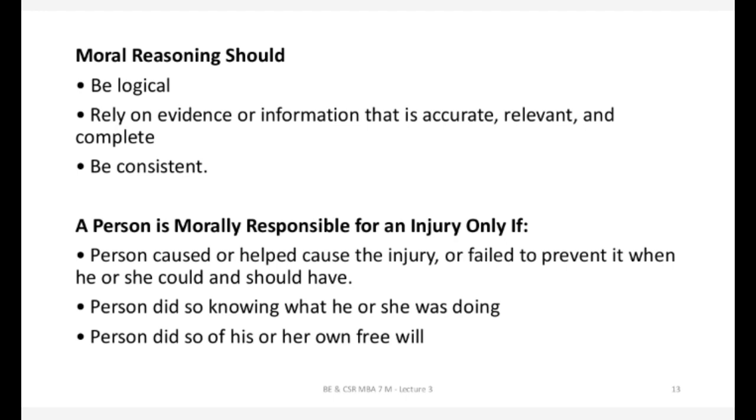Moral reasoning should be logical, rely on evidence or information that is accurate, relevant, and complete, and be consistent. A person is morally responsible for an injury only if the person caused or helped cause the injury, or failed to prevent it when he or she could and should have. The person did so knowing what he or she was doing. The person did so of his or her own free will.